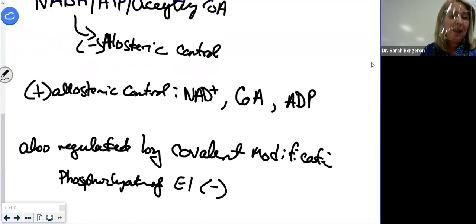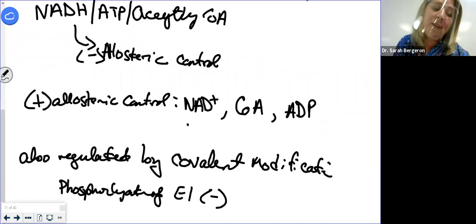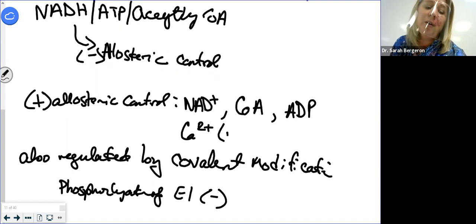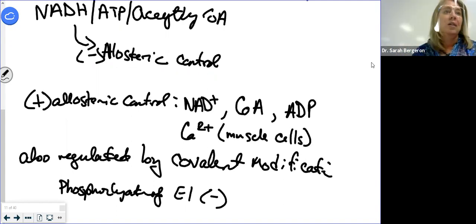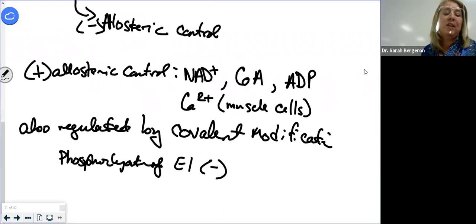The only other one that exists that is not on the list that we just wrote is you also have a positive allosteric control with Ca2+, but this is primarily in muscle cells. Phosphorylation of E1 and a minus sign. That's negative regulation. And the calcium actually promotes the dephosphorylation of E1. That's how calcium kind of works. But that's in muscle, so you don't have to know that too much. Okay. So very, very, very highly regulated point in the pathway. So two main mechanisms of regulation of pyruvate dehydrogenase are allosteric control and covalent modification through phosphorylation, right?